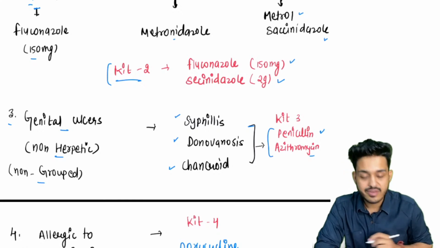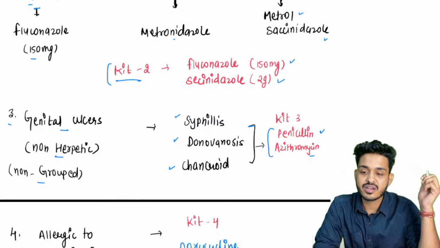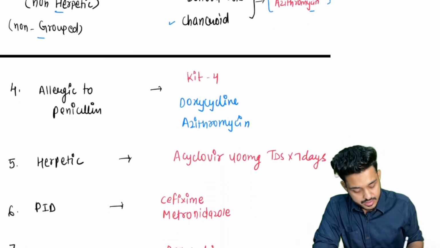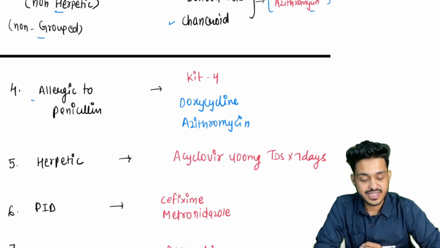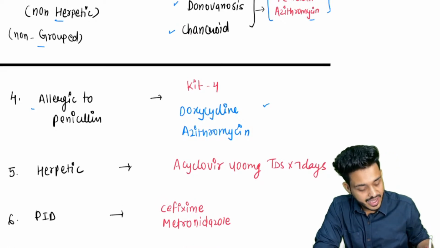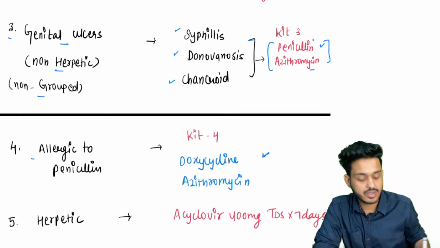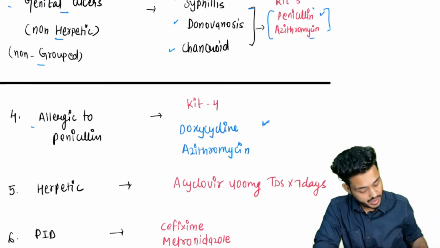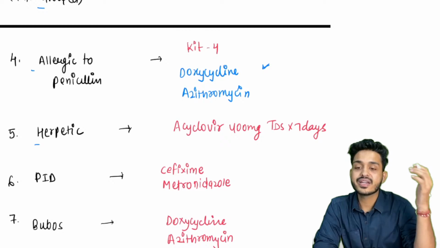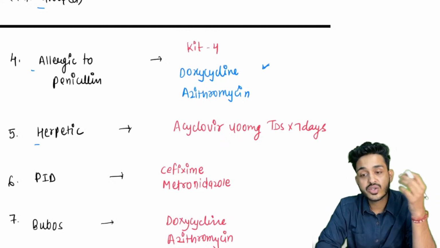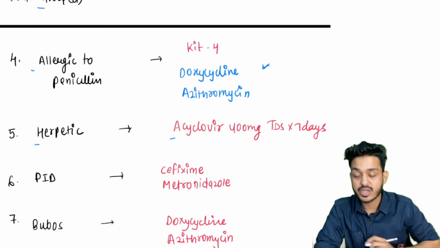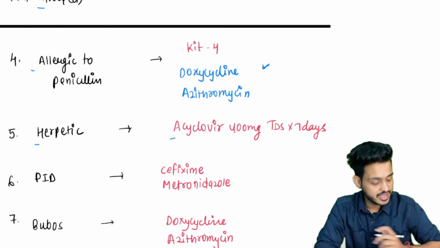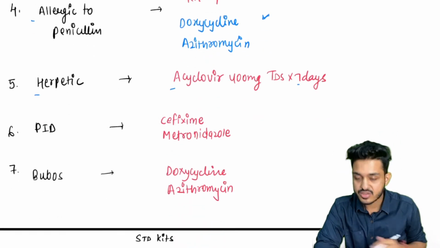So what we have done in kit number 3, that is the white color kit, is penicillin along with azithromycin. There are certain people who are allergic to penicillin. In that scenario, we have changed the penicillin to doxycycline. In place of penicillin we added a tetracycline, that is your doxycycline, right. Next one is your herpetic. If it is herpetic, herpes is a viral infection, so we need to give an antiviral. We need to give acyclovir. How much, sir? 400 mg TDS, 3 times a day for 7 days. Okay, that is your herpetic ulcer.